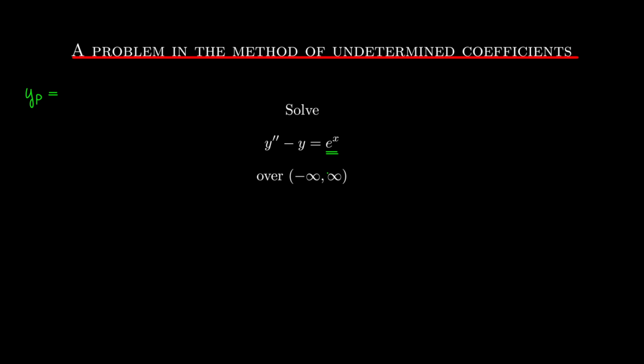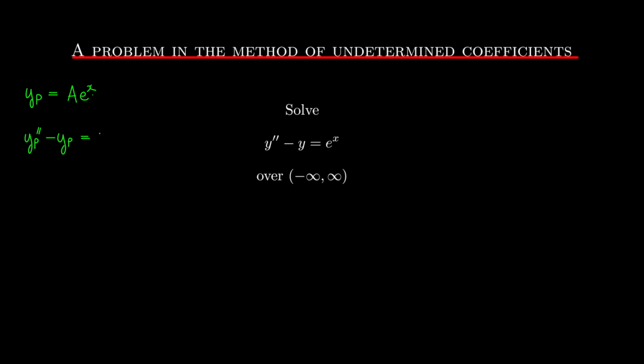And this guess that we make for yp is always determined by the function on the right-hand side of the equation. So we ask the question, what does a general linear combination of this function and its derivatives look like? And in this case, that's quite obvious. It's just going to be a e to the x. Good. So just following undetermined coefficients, we have to substitute this guess back into our equation.